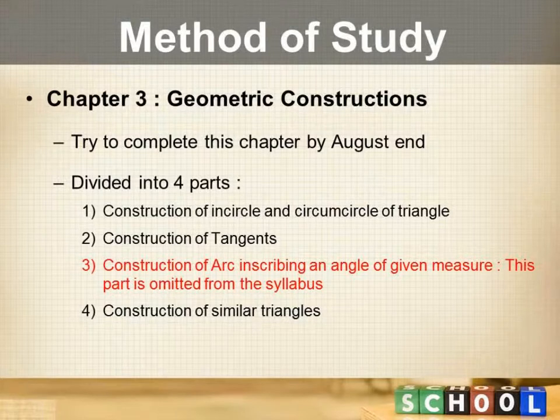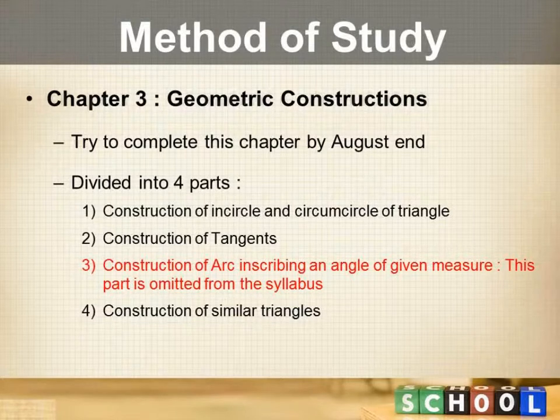The 3rd part is the construction of an arc inscribing an angle of a given measure, which has been deleted, along with the construction of triangles. So complete exercise 3.3 has been deleted, and the content of the unit from page number 89 to 92 and 94 to page number 100 have been totally deleted. So the 3rd part has been completely deleted.